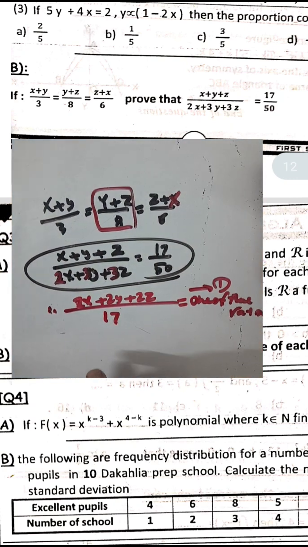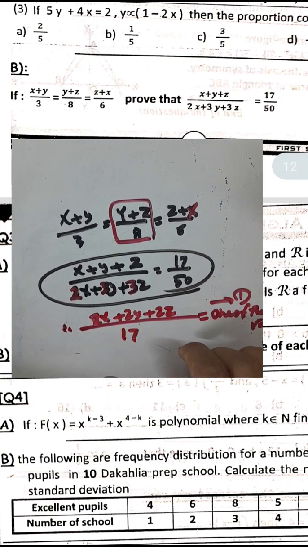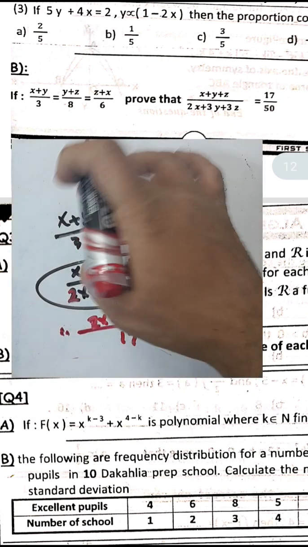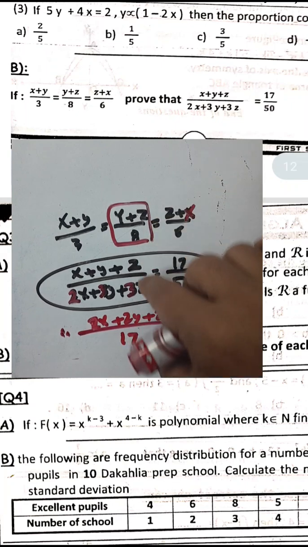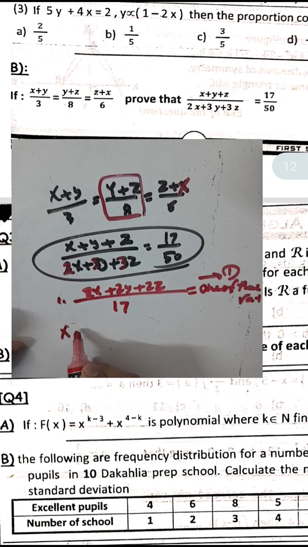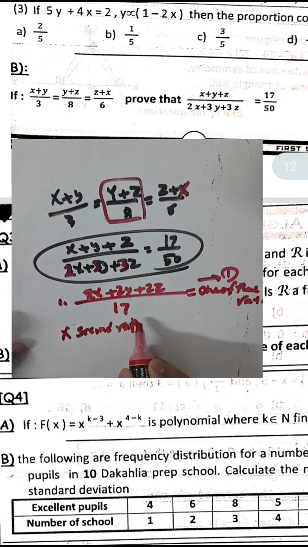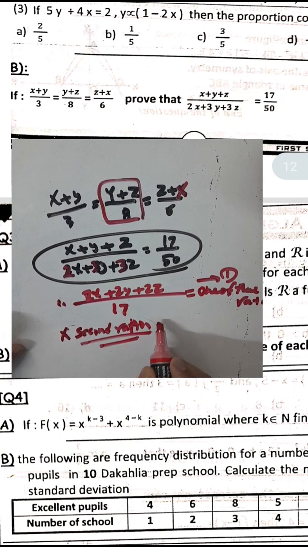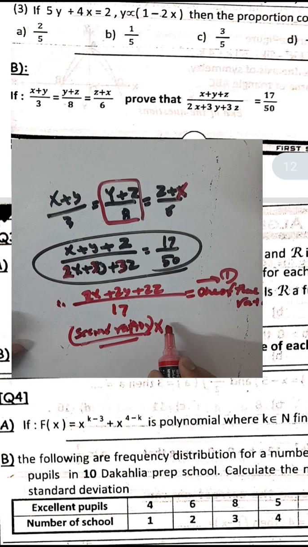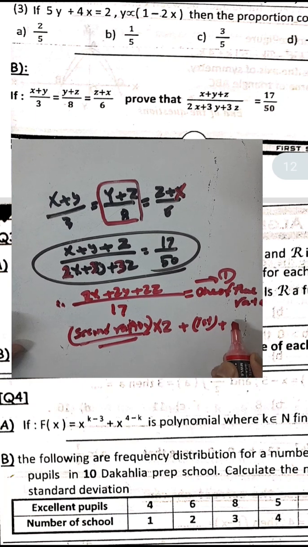Okay, and we will add them, 17 here and 50. Never mind, multiplying the second by 2: 2y plus y is 3y, and 2z plus z is 3z, and x plus x is 2x. Okay, we can write: multiply the second ratio, understood? Multiply the second ratio by 2, and then add the first and third.